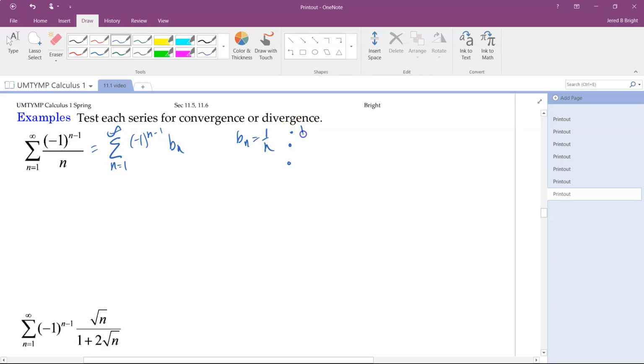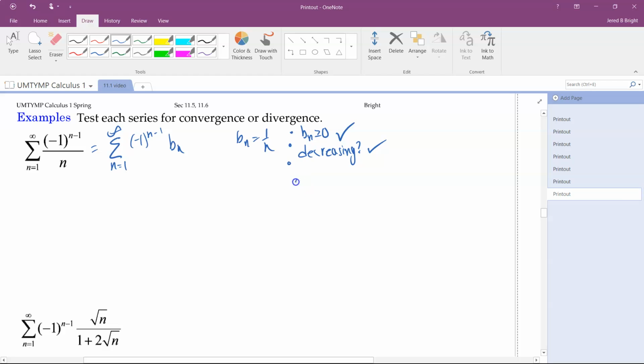Condition 0: is b_n positive? Yes. And that's for all n. Yep, that works. Okay. Is it decreasing? Well, again, you can do this in various ways. You can look at it as a function and say the function has a derivative that's always negative, so yep, it's going to be decreasing. You could also do it formally with algebra, but moral of the story is it is decreasing.